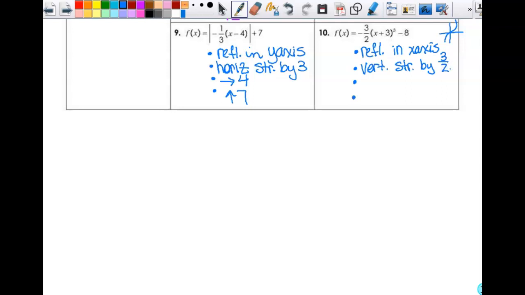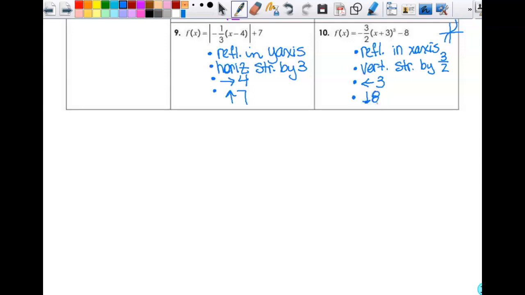The 3 is on the inside, so it's horizontal. X lies, so I go to the left, 3. The negative 8 is on the outside. Y is a good guy. He doesn't lie. And so we go down 8. Does that help?